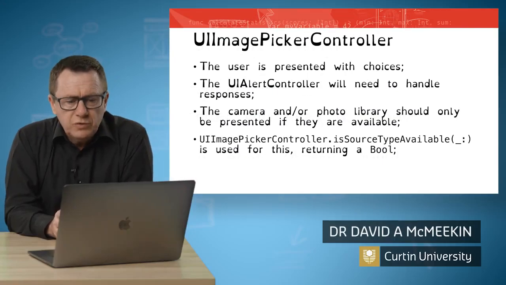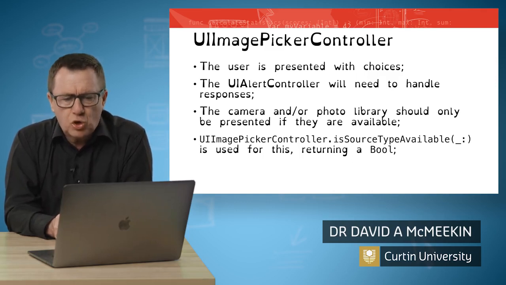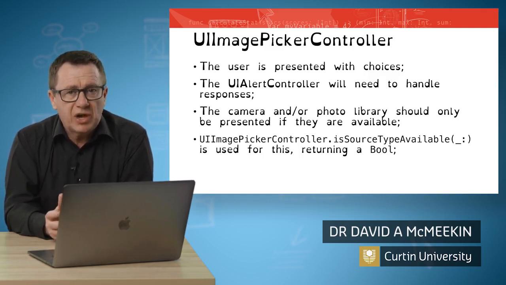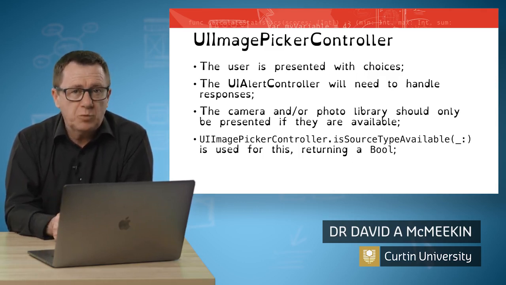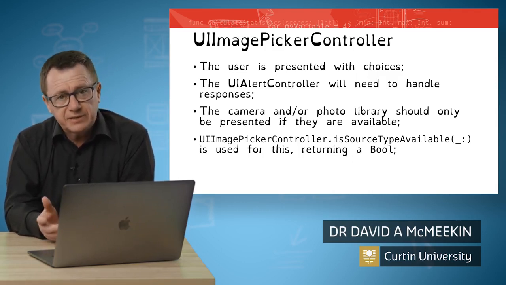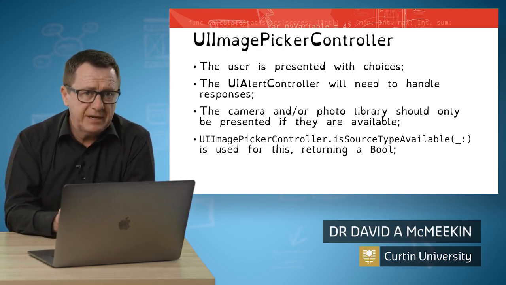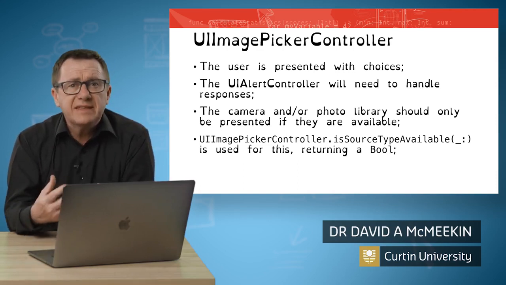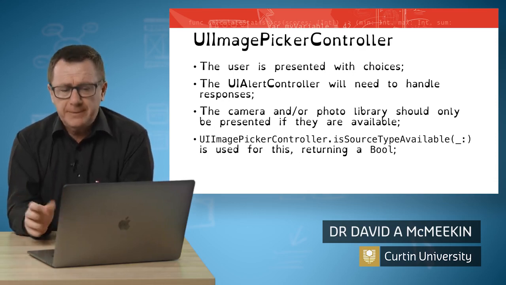We do this using the UIImagePickerController isSourceTypeAvailable method. The isSourceTypeAvailable method checks if our source type is available. It will return a true or a false. And depending on what it returns, we can then deal with that and continue on or say bye-bye.